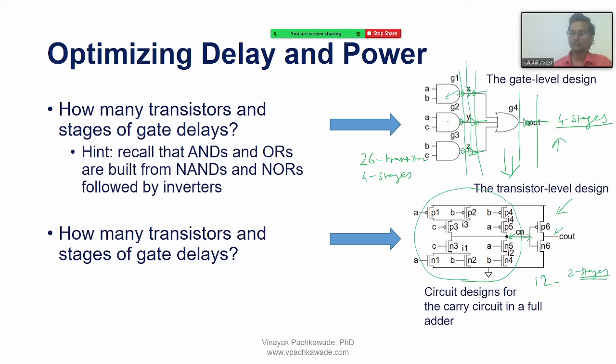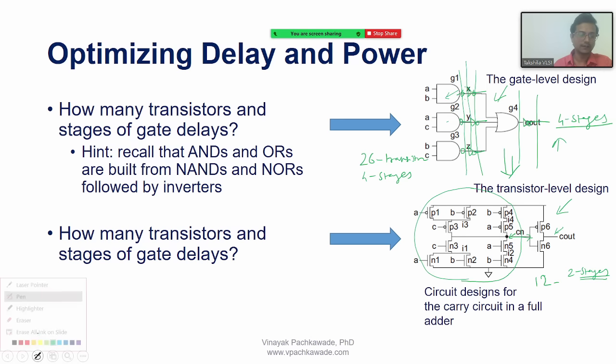Sir, could you please explain once more how that stage is made? Sorry? How can we determine the 4 stages in this upper circuit? Yeah, this circuit, I know how to implement this.